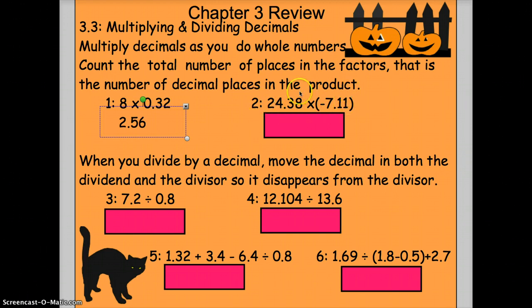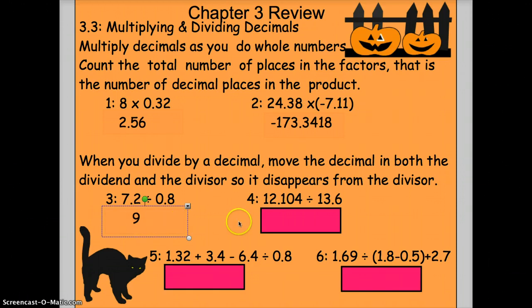Here, you're multiplying a positive and a negative, so right now we know the socks don't match, so my answer should end up being negative. I'm also going to count over 4 spaces with my final answer, 2 here and 2 here, and I have my answer. When I divide, again, I need to move the decimal in both the dividend and the divisor, so it disappears from the divisor, so it disappears in that number that's outside of the division sign. Notice there are no negatives, my answer is going to be positive, simply 9.